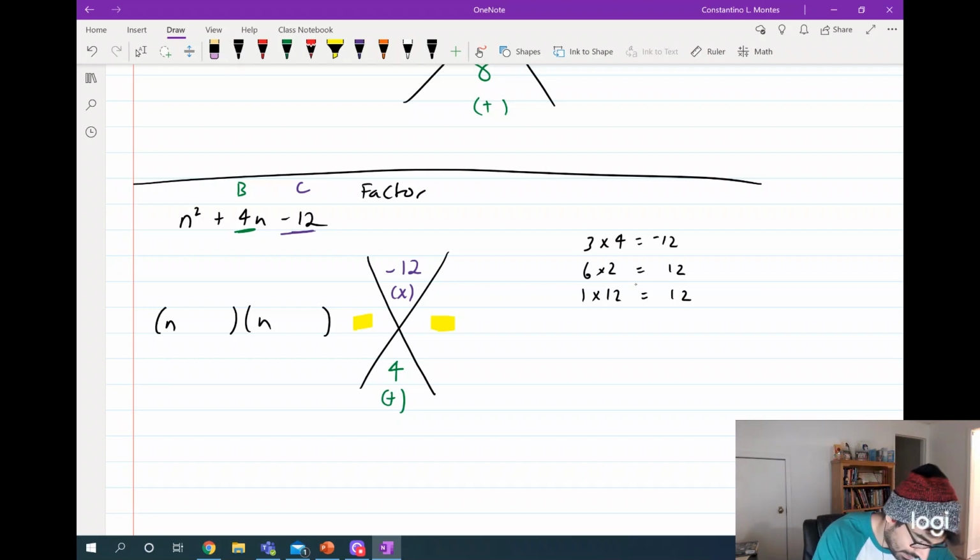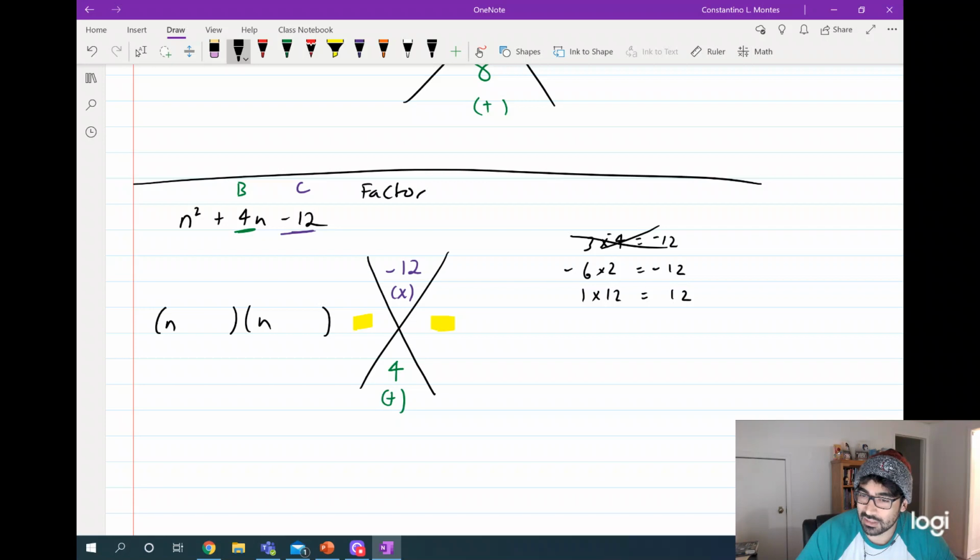So let me get rid of that. Well, maybe it's the 4 that's negative. 3 times negative 4 is still negative 12. But 3 plus negative 4 is now negative 1, which is not 4. So it can't be that one. Let's try 6 times 2. So what if this were negative? Negative 6 times 2 is negative 12. But is negative 6 plus 2 equal to 4? Negative 6 plus 2 would be negative 4.